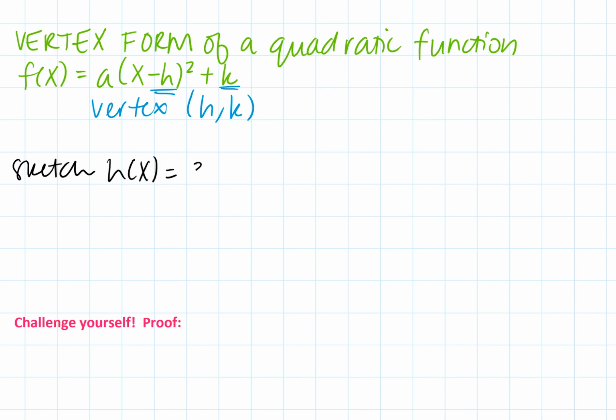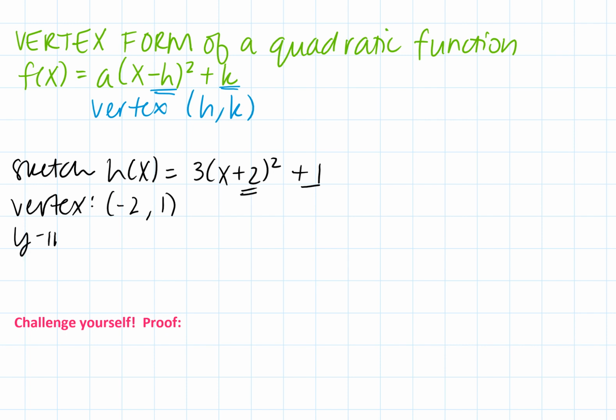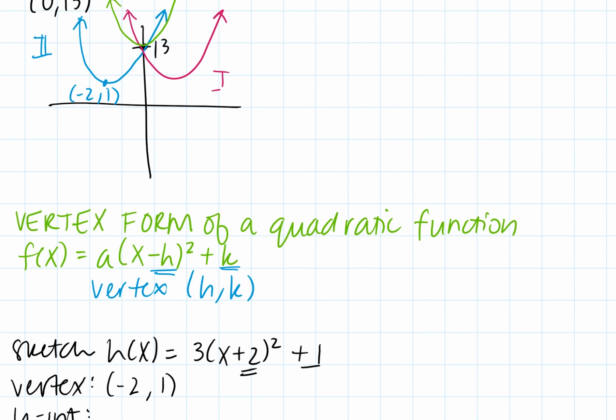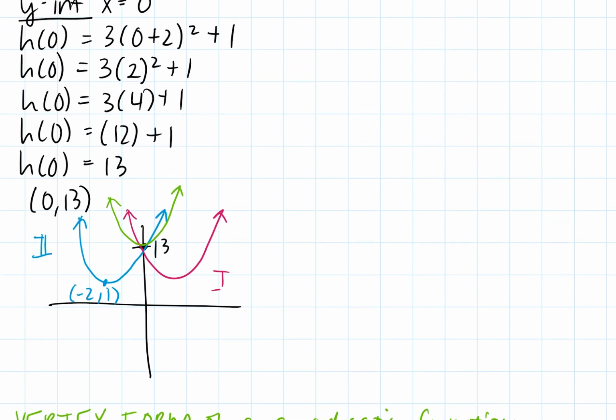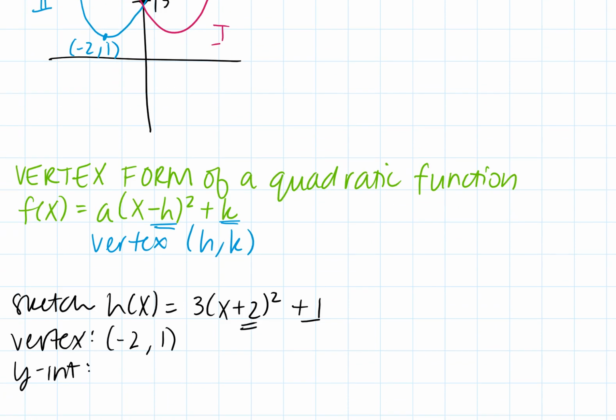H of x is 3 times the quantity x plus 2 squared plus 1. We would know right away it has a vertex at opposite x sign, so -2, same sign, +1. Finding the y-intercept was easy. We substituted x as 0. That didn't take much work. We got the y-intercept at (0, 13).